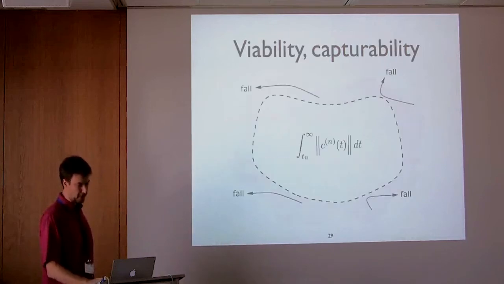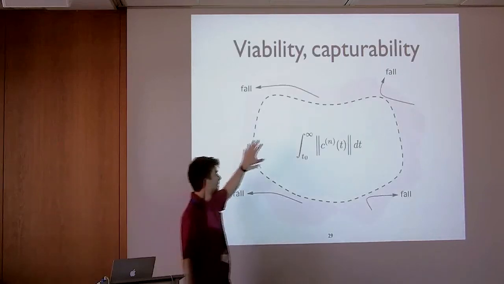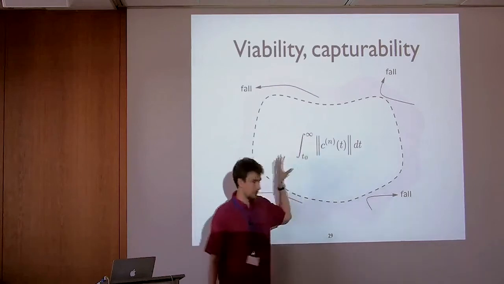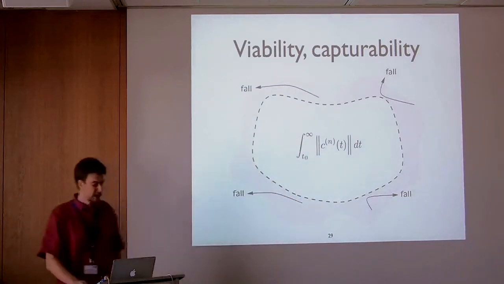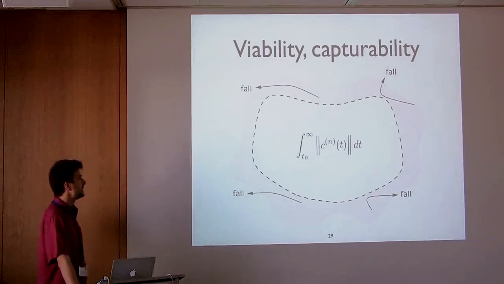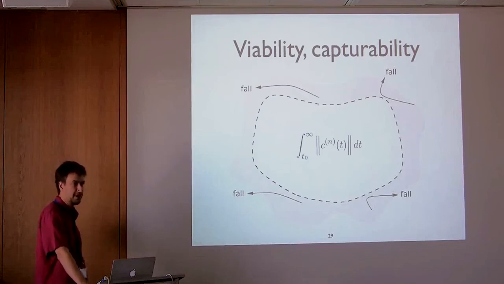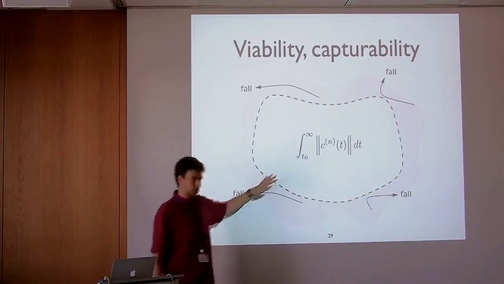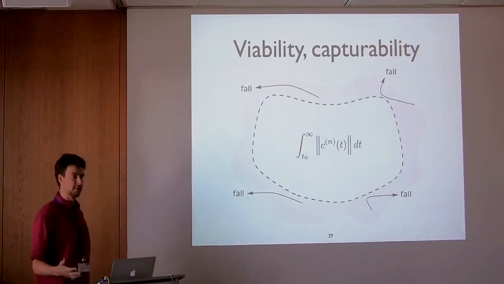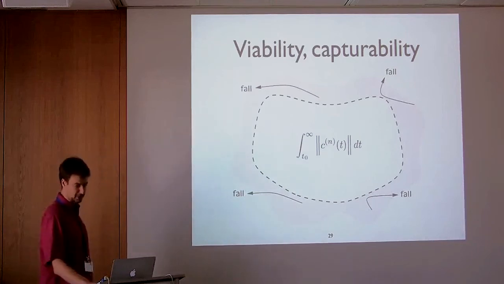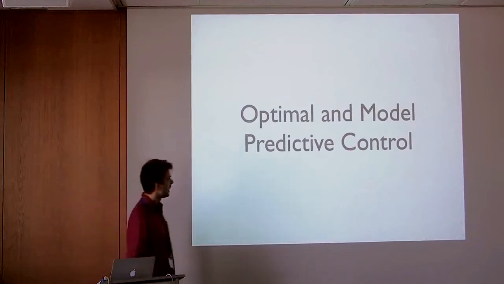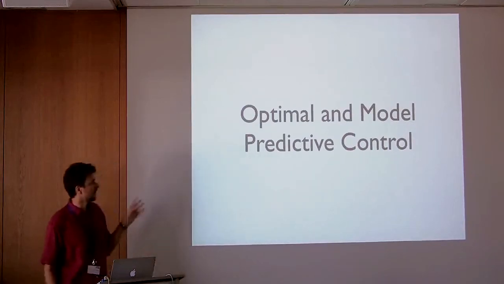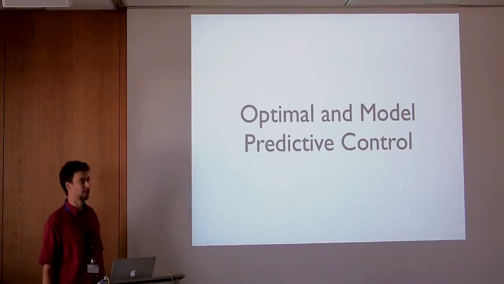Here we are going to build on this observation that we made, that maybe the integral of the norm of any derivative of the motion, especially of the center of mass motion, if we keep it small, then we stay viable, then stable. So let me propose to have just four slides on optimal and model predictive control.